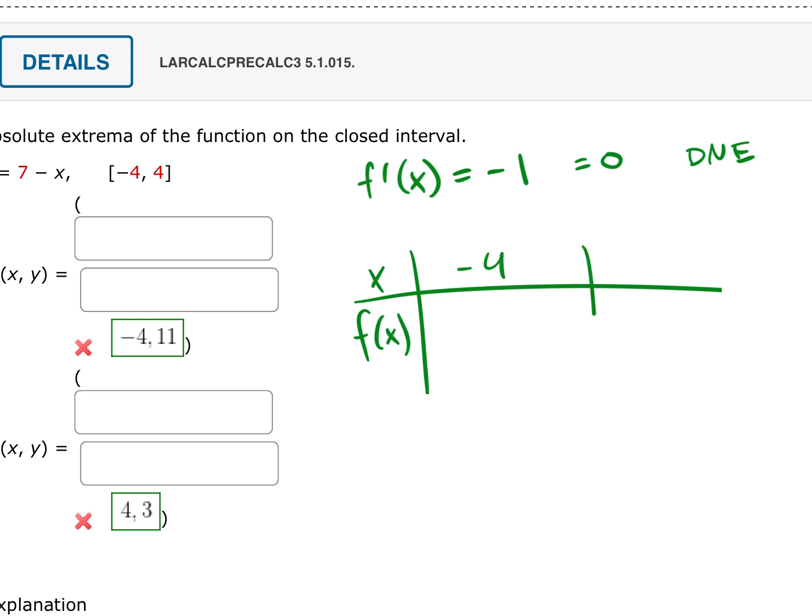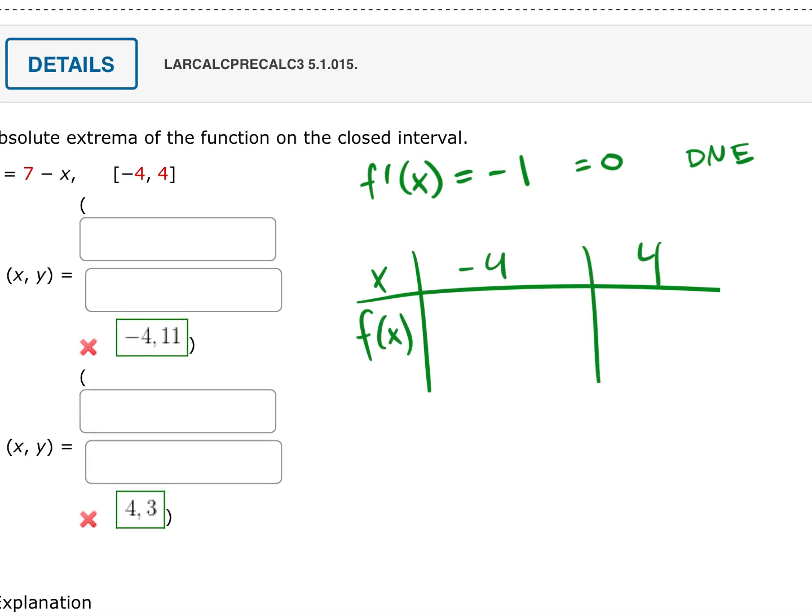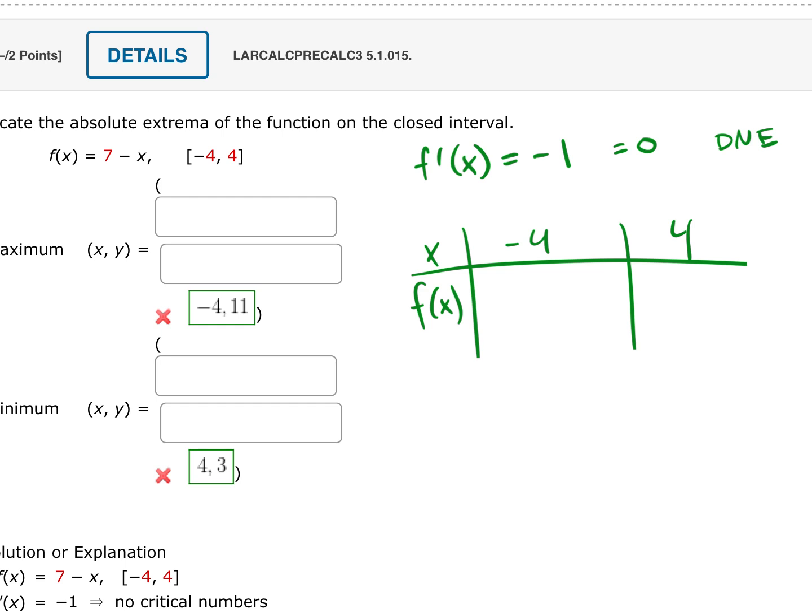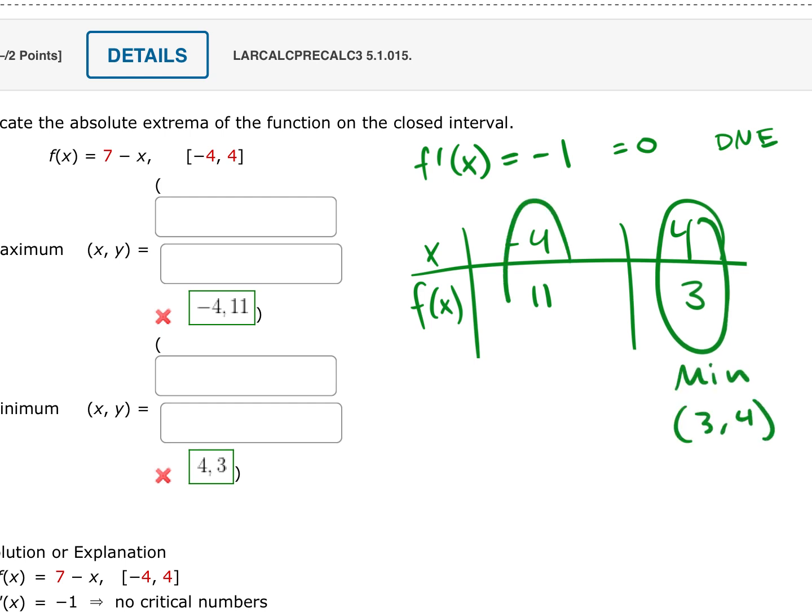So -4 and +4. So plug them both in. We get 11 and 3. So because this is our smaller number, this would be our minimum. So our minimum would be 3, 4. Because this is our larger value, this would be our maximum. So our maximum would be -4. I did that backwards. This should be 4, 3. And -4, 11 would be our maximum.